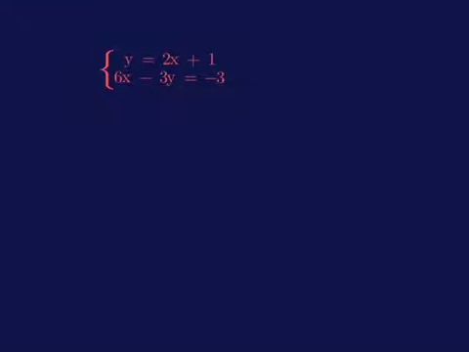So I'm going to use substitution because you can see that one of my variables is already solved for. So this means I can go to my second equation and replace just the y with 2x plus 1. So I'll still have the 6x, I'll still have the minus 3, I'm just replacing the y, and I'll still have the equals negative 3. So in place of y, I'm going to put in that 2x plus 1.